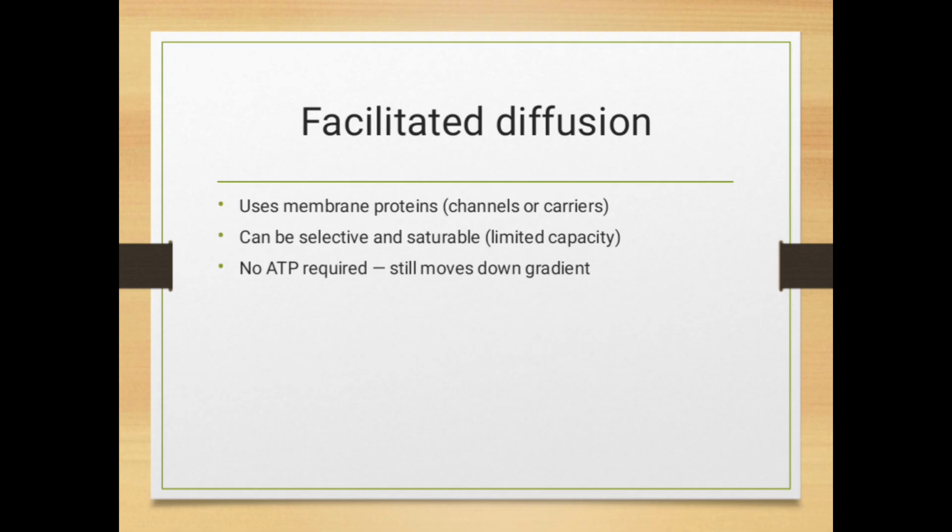Okay, so this type of diffusion uses a particular type of membrane proteins, also known as channels or carriers, and can be selective and saturable, that is, they have a limited capacity. No ATP is required, that is, it still moves down the gradient. It is the movement of a molecule across the cell membrane via special transport proteins that are embedded within the cellular membrane.